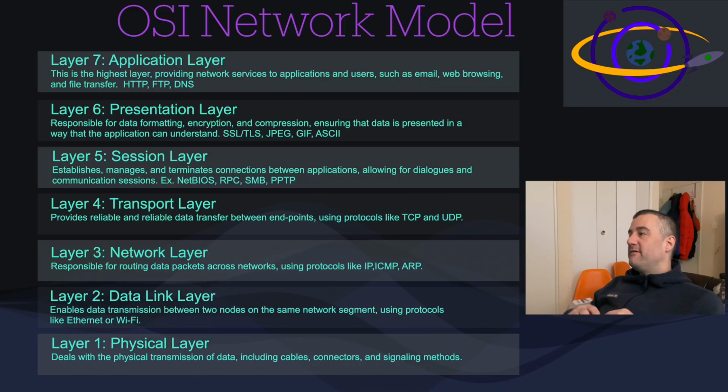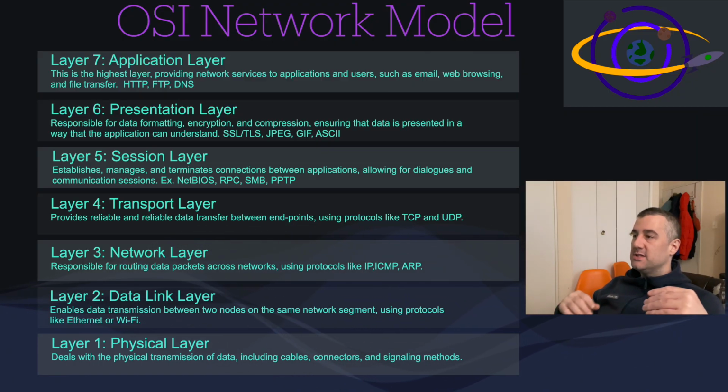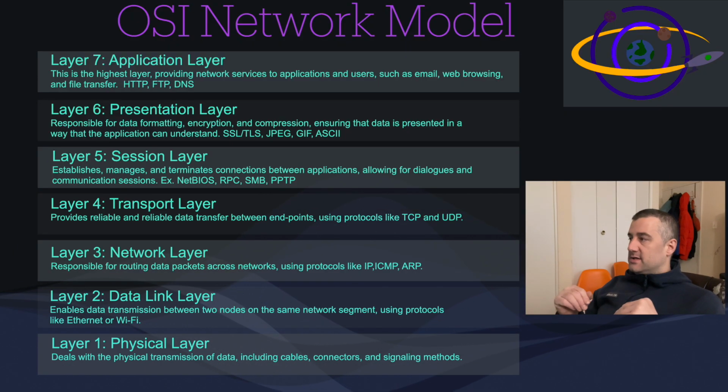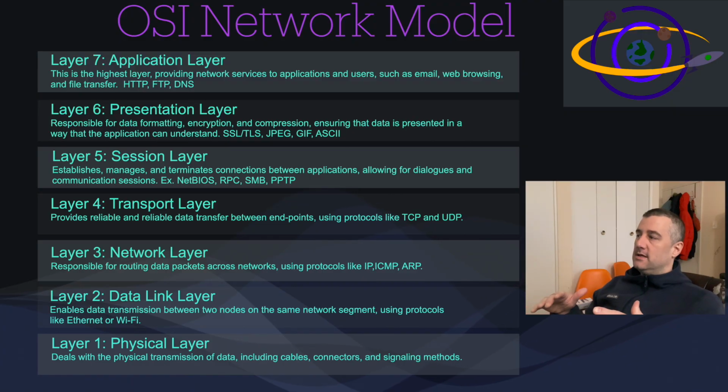Now, layer seven is the actual application layer. This is the highest layer, providing network services to applications and users, such as email, web browsing, and file transfer. This includes protocols such as HTTP, FTP, and DNS. So there you go. Those are the 7 layers of the OSI network model.